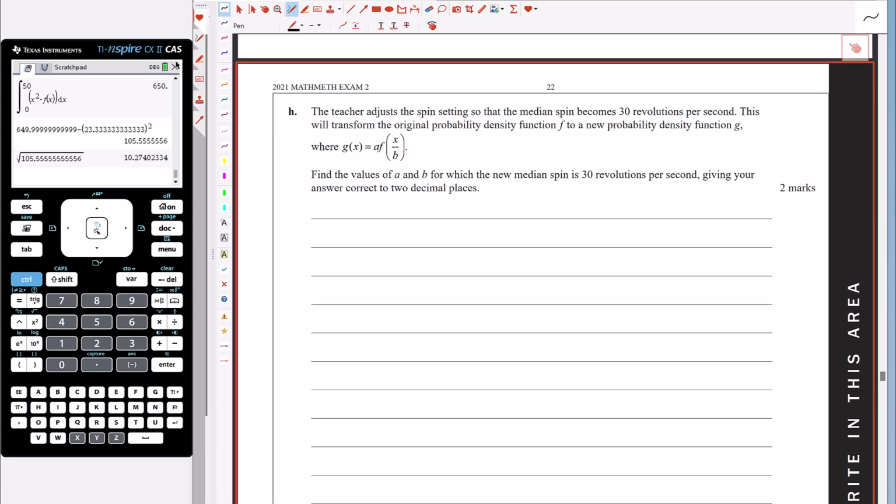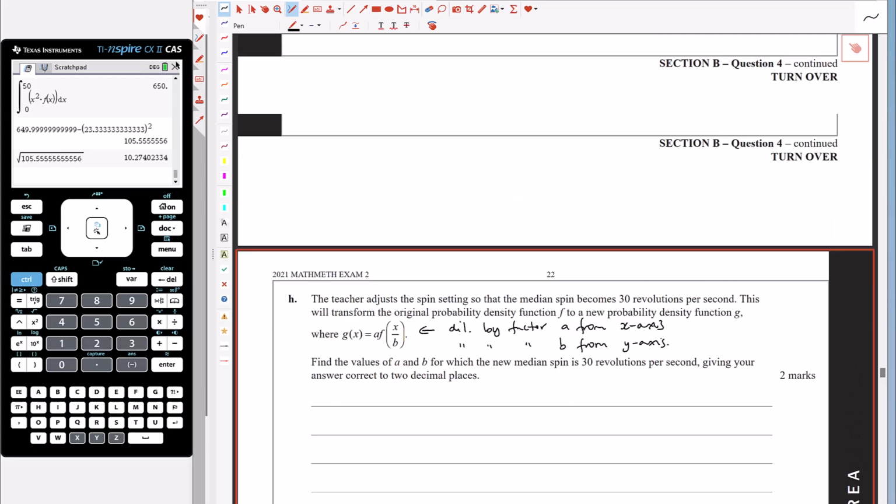Okay, the teacher adjusts the spin setting so that the median spin becomes 30 revolutions per second. This will transform the original probability density function f to a new probability density function g, where g of x is equal to a times f of x on b. Okay, so we're doing it by dilations. This is a dilation by a factor of a from the x-axis and a dilation by a factor of b from the y-axis. Okay, so let's have a look at our probability density function.